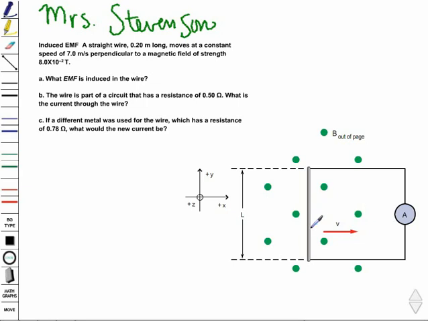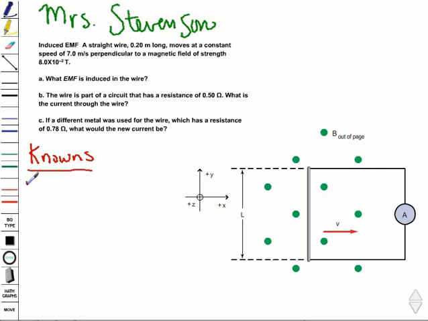Whenever a piece of wire moves through a magnetic field, a current is induced. You can use an ammeter to measure that current, or you can calculate it using Ohm's law. And so we want to determine what EMF is induced in the wire. So we're going to write down our known values for the problem.